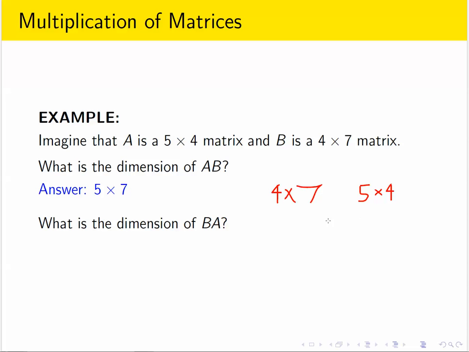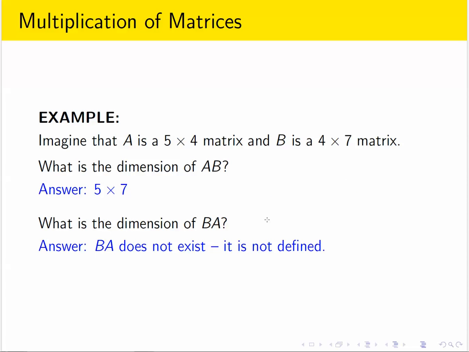Now the first thing we would do is make sure that the multiplication is legal, but it's not, because these don't match. 7 and 5 are not equal. The number of columns for the first matrix is not equal to the number of rows in the second matrix. So this multiplication is not even legal. That means B times A does not exist. It is not defined.